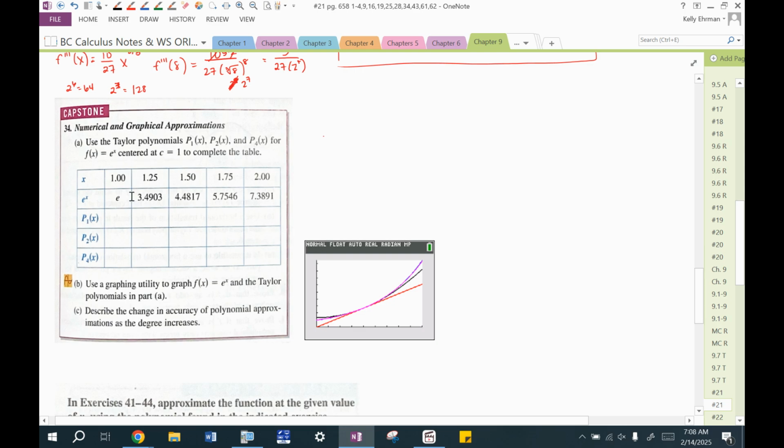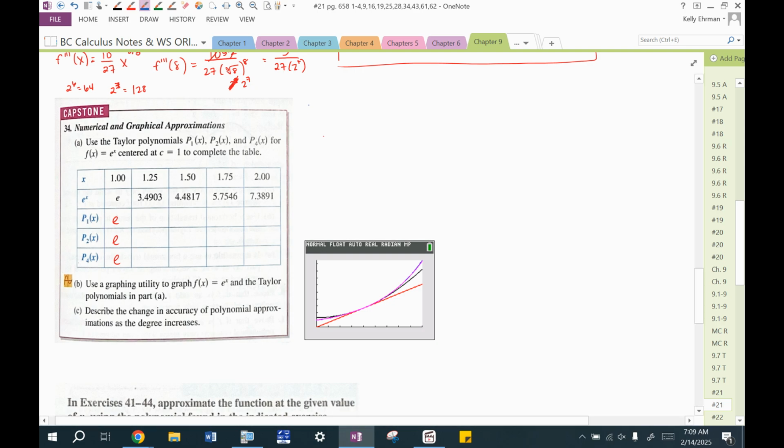So they've given us the values of e to the x. We're centered at 1, so let me just say this. I haven't even written out the polynomial approximations yet, but I know that they're all going to equal e at the center because all of my x minus 1 terms will work out to be 0 when I plug in 1, and I'll just be left with a constant. Otherwise, let's go ahead and write out what these are, and then I'll put them in my graphing calculator.